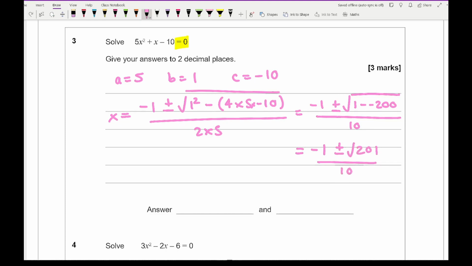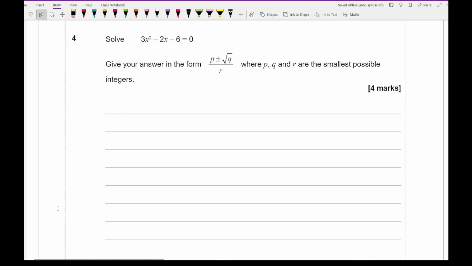And if I type that into my calculator, rounding to 2 decimal places, I should have an answer of 1.32 and minus 1.52. And you can write those numbers in any order. Don't think that you need to write your smallest number first.